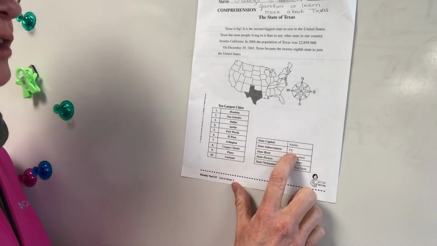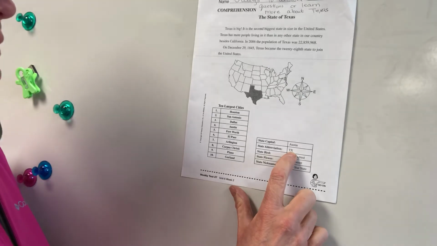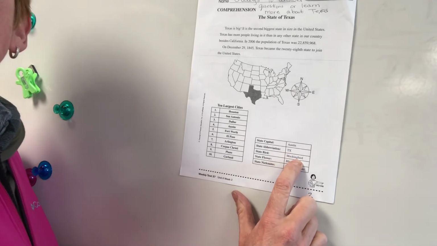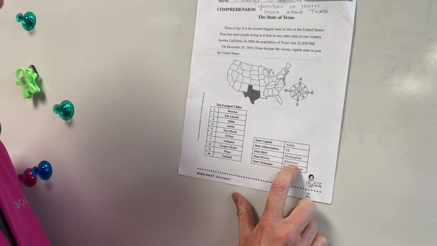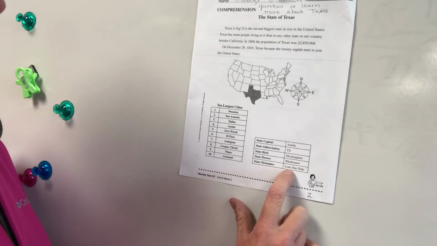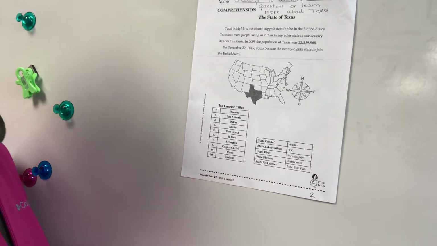The state abbreviation is Texas, TX. The state bird is the mockingbird. State flower is the bluebonnet. And a nickname for Texas is the Lone Star State. So the author's purpose for writing this is to inform us about the state of Texas.